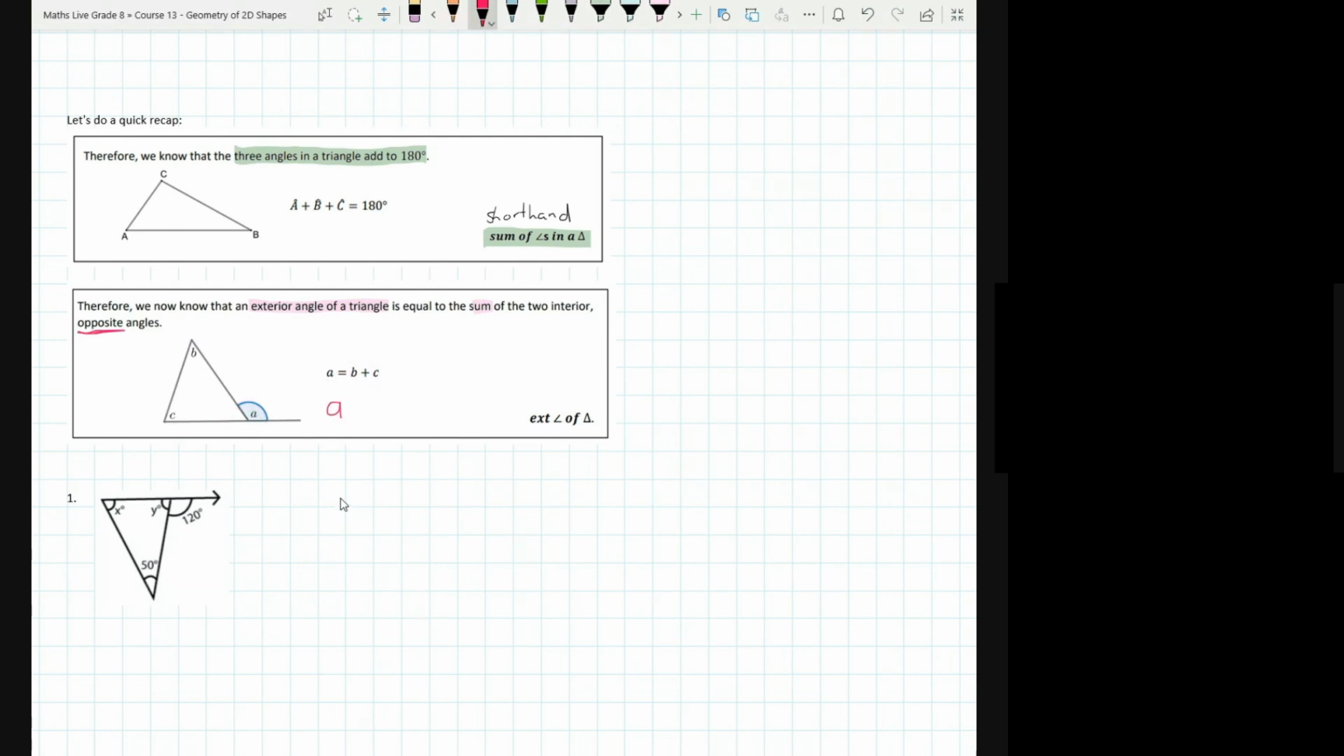This is how we break it down. My exterior angle is equal to the sum. Whenever I see sum, I know that means addition. But the sum of what? The sum of my interior but opposite angles, and that is B plus C. And that's exactly what they've got here. When we use this rule, we have to give a reason, which will be exterior angle of a triangle. Cool. So these are the rules we've covered so far.